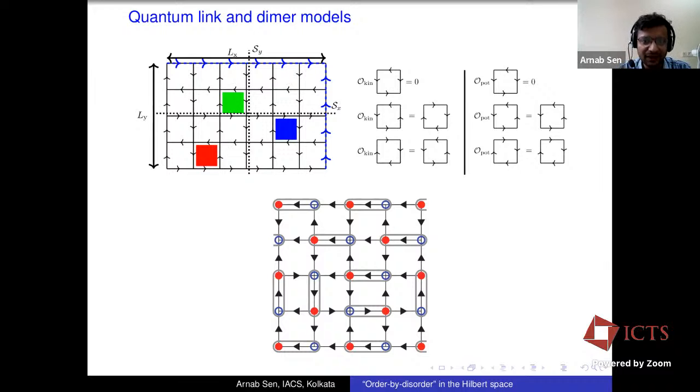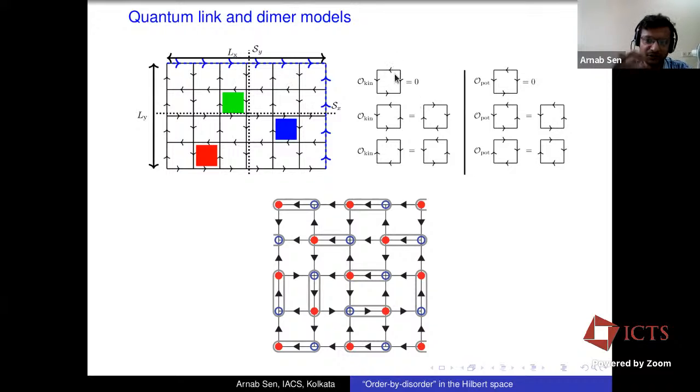And then we can imagine putting some local quantum dynamics in this model. So the simplest local quantum dynamics that one can imagine is, let's say I take an elementary plaquette here, and let's say the circulation of fluxes is clockwise or anti-clockwise. And then there is a kinetic operator, which I call Okin, which just flips this circulation from clockwise to anti-clockwise and vice versa. And if it finds something which is neither clockwise nor anti-clockwise, it just annihilates it.